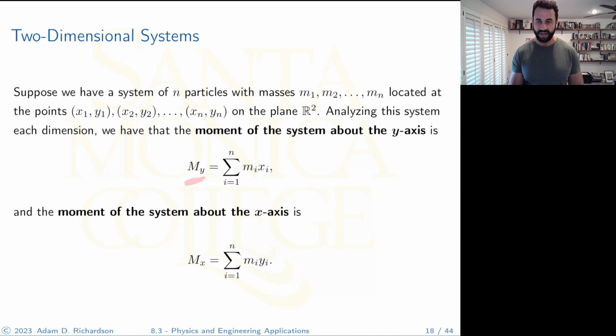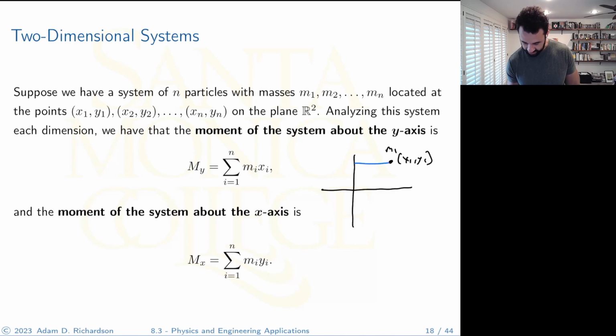Now, I want to pause here because the moment of the system about the y-axis is equal to these moments. And what I want to point out is that we're multiplying the mass times x, because this gives you the distance from the y-axis. Let me draw a quick sketch here. Let's say we've got this point right here, x1, y1, and we've got a mass 1 at that point. If we want to know the moment about the y-axis, then the distance we're going to measure is this distance right here, because this is the y-axis and this is the x-axis. So the moment of the system about the y-axis means we need to look at these x distances. That's why these are coming in. If you want to talk about spinning things around the y-axis, you're going to look at x distances.